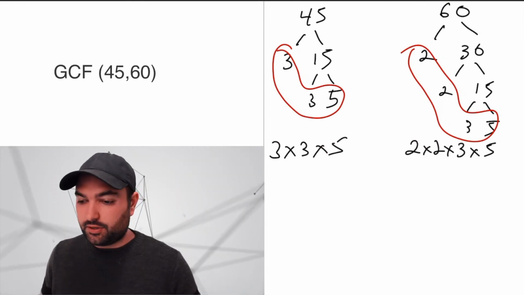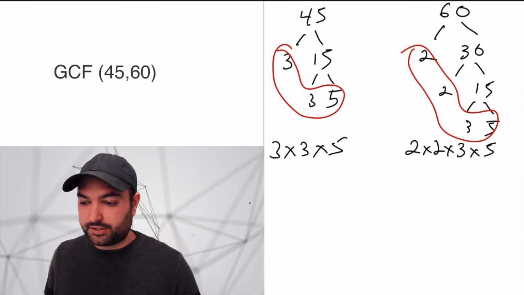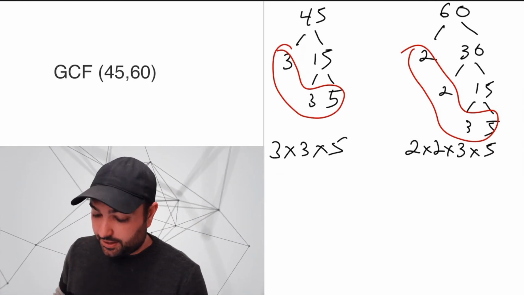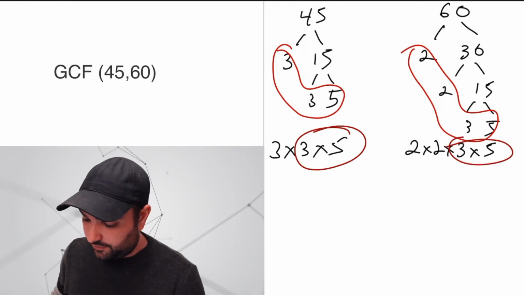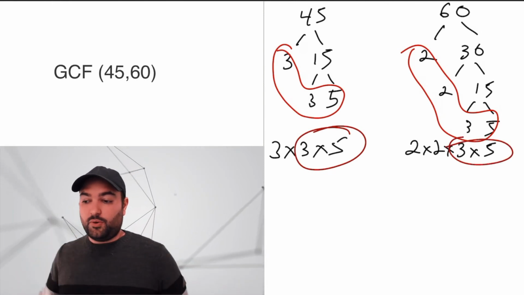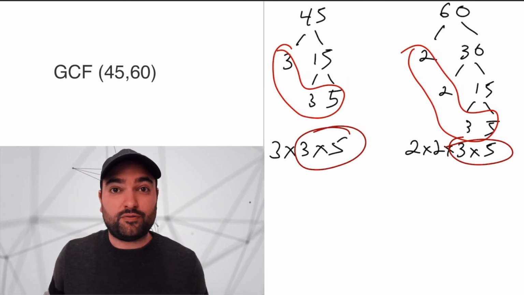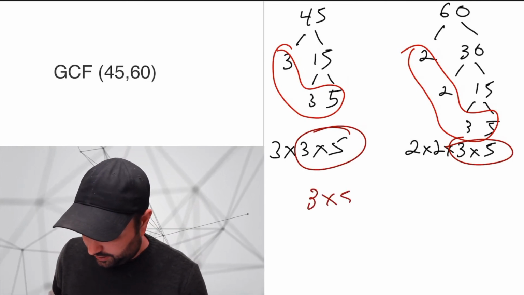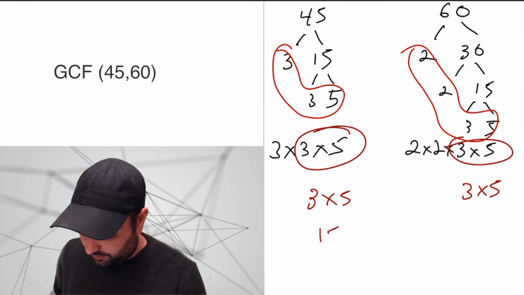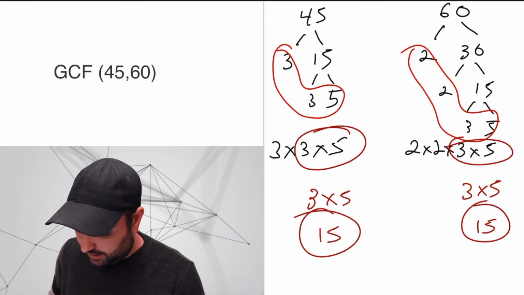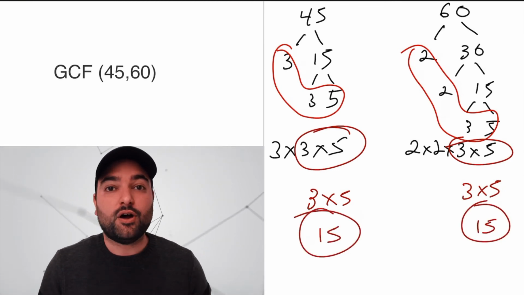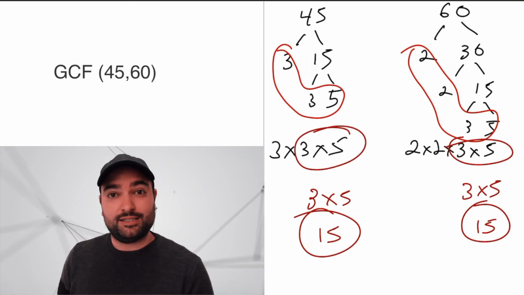Now we look for sets of common prime factors. In this case, I can see that there is a 3 times a 5 on both sides. So when we look at these two sets of prime factors, we can say that the greatest common factor of 45 and 60 is this 3 times 5. And so we say 15 is the greatest common factor of both 45 and 60.